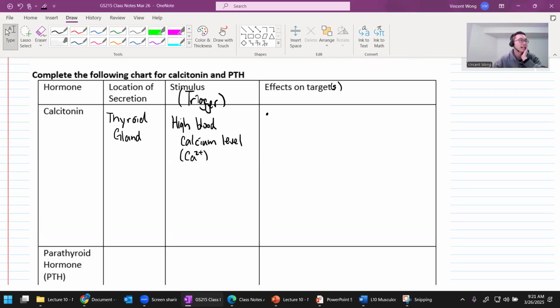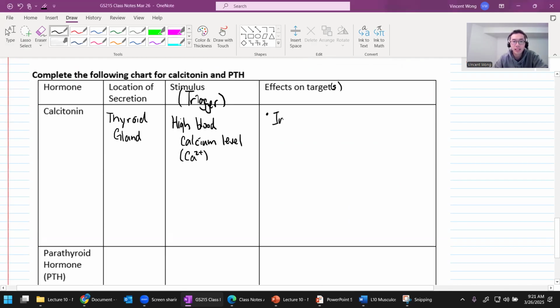This chart is in the study guide, page 2 of the study guide. If not, it's okay. Just write down quickly. It's not a difficult chart to create. Effects. What does it do? What do we do with all these extra calcium?